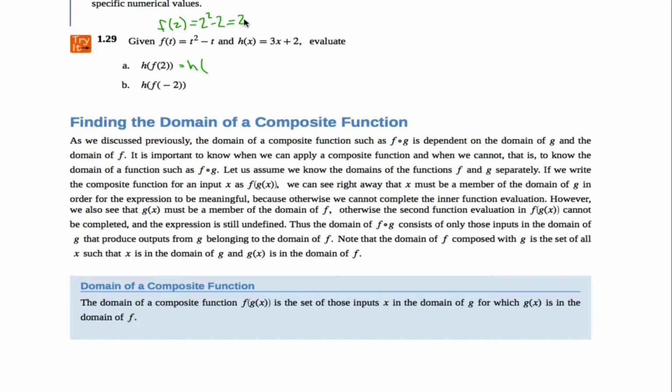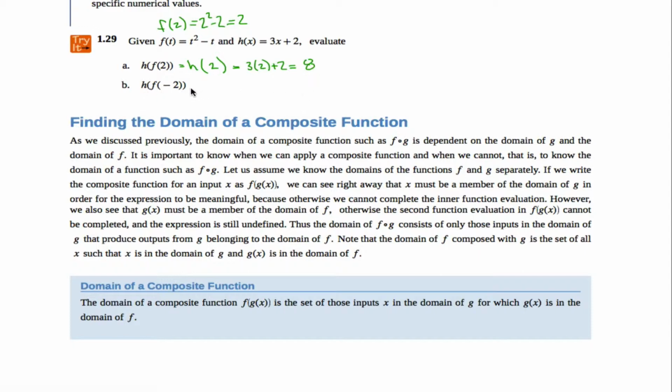So since f of 2 equals 2, instead of writing f of 2 right here, I can write the number 2. And so then to get my answer, I just have to figure out h of 2. Well, that's easy enough. H of 2, just copy this blueprint here, except everywhere you see an x, change it into a 2. So I get 3 times 2 plus 2, which is 6 plus 2, aka 8.